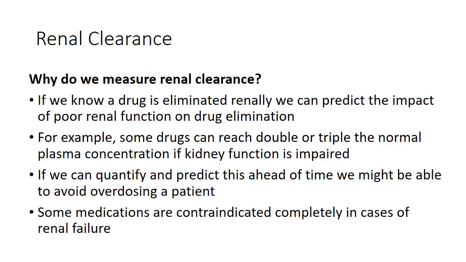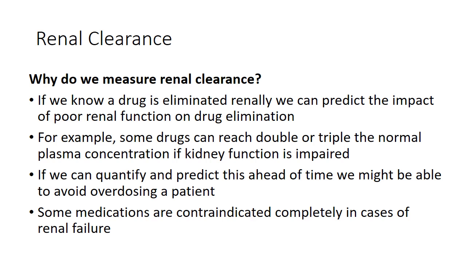Okay, so now I'm going to dig a little deeper into renal clearance. So why do we even measure renal clearance? First of all, if we know a drug is eliminated renally, we can predict the impact of poor renal function on drug elimination, right? For example, some drugs can reach double or triple the normal plasma concentration if kidney function is impaired. So it's important to understand how much the kidney normally contributes to be able to predict how kidney impairment would affect a drug.